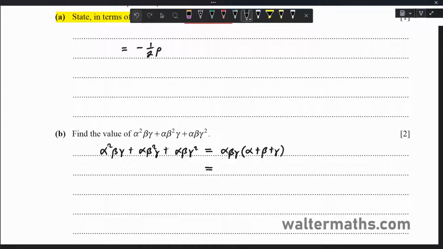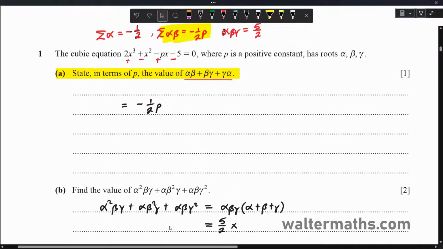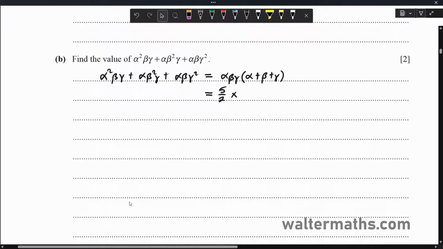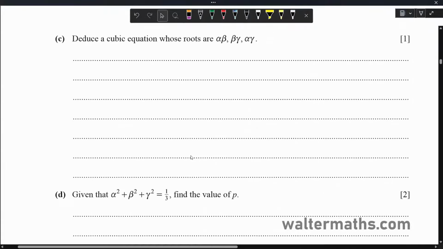From here, alpha beta gamma is the product of roots, which we found to be 5 over 2. That's times the sum of roots, which we said here was minus a half. So we should get here minus 5 over 4, right? Yes. Okay, good. Let's go on to part C.